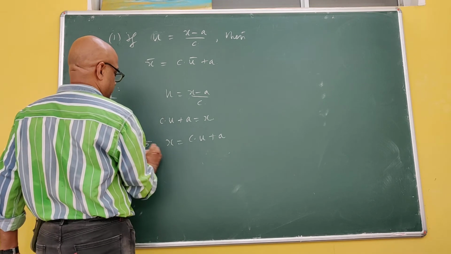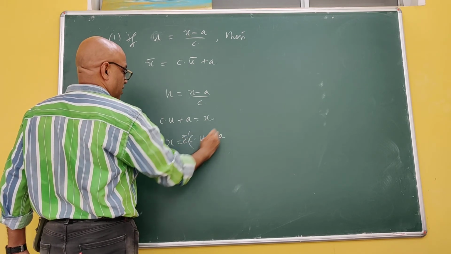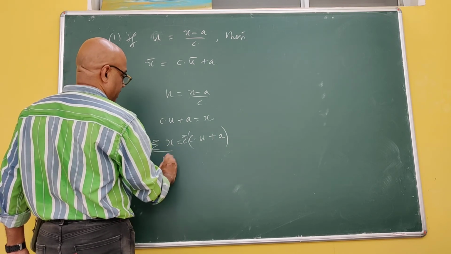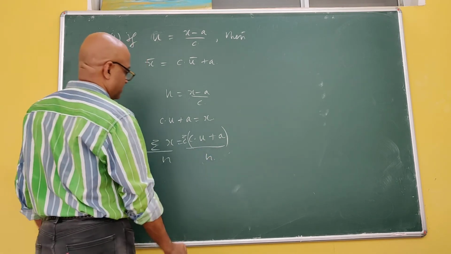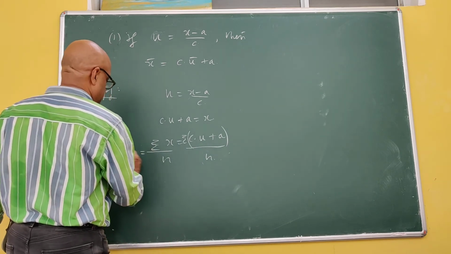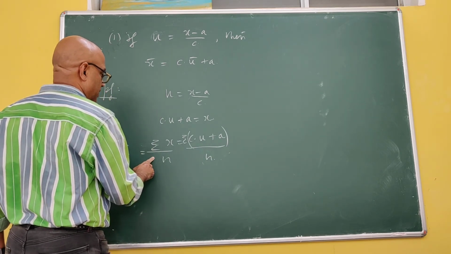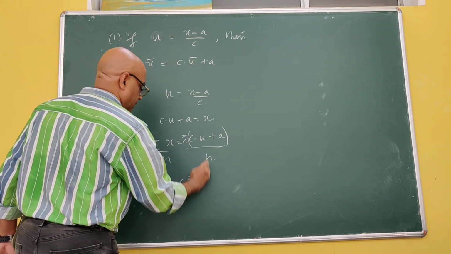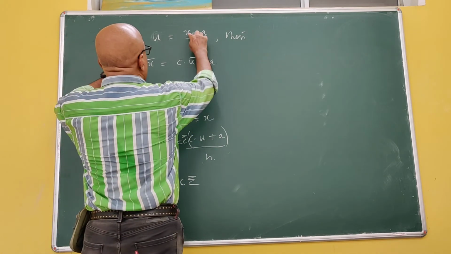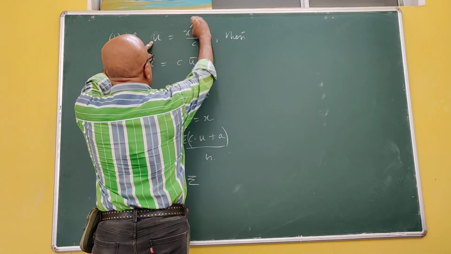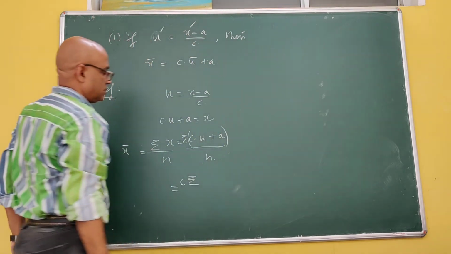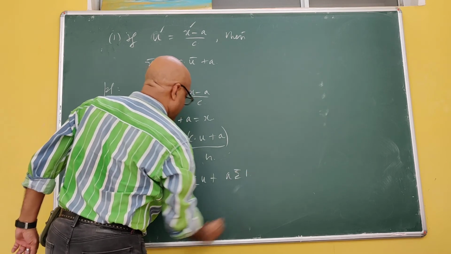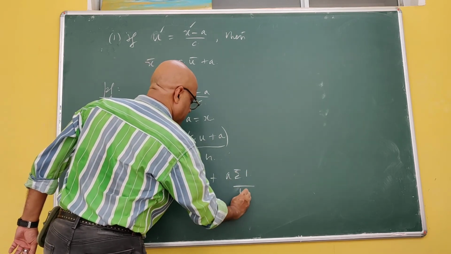Put a summation here, therefore you put a summation there. You put a summation on both sides, then divide by n. And what you get is this becomes x bar. What happens to this? This becomes summation, c comes out, it's a constant. u is not a constant and x is not a constant. These two are variables. Rest everything is a constant. So c times summation u plus a times summation 1, divided by n.